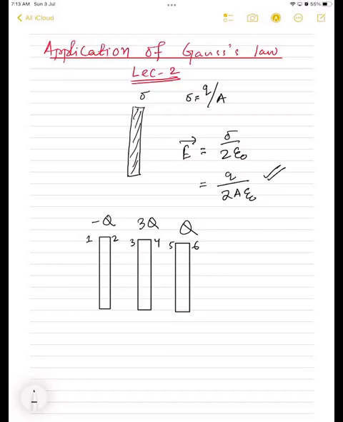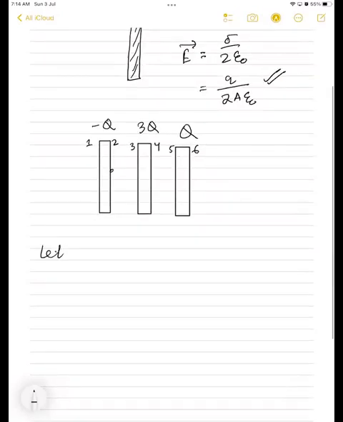So how much charge will there be? In the last class we learned that if I'm giving minus Q, then it is minus Q by 2 and minus Q by 2. But due to the presence of other plates also, 3Q and Q, right? Getting now, students? So we want to find the charge on the surfaces, right? So just see, let the charge on surface 2 be X.